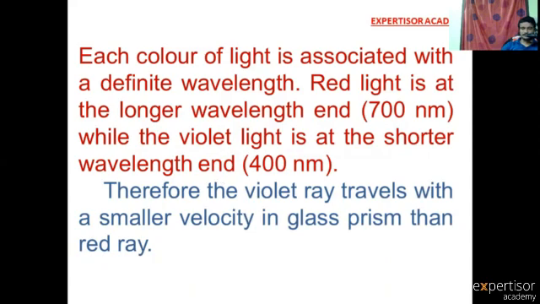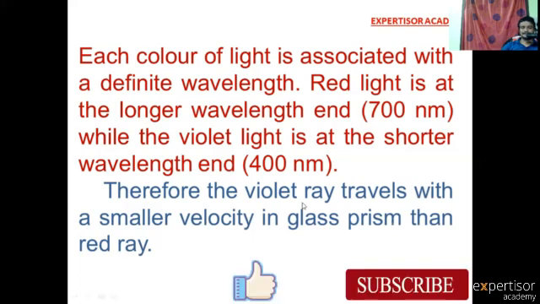By using this relation, we should remember that the wavelength order increases from violet to red, and the energy order increases from red to violet color. So the violet ray travels with a smaller velocity in a glass prism than the red ray.